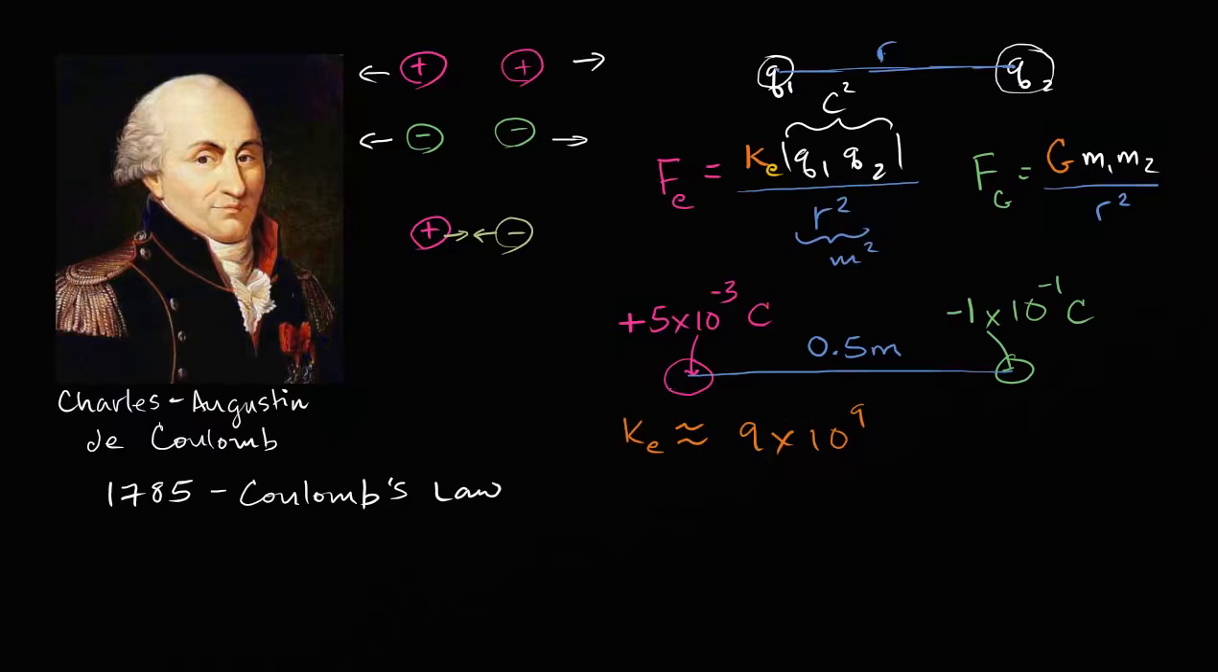And so the units here are newtons, and then meters squared, and that cancels out with the meter squared in the denominator. Newton meter squared over Coulomb squared. So these meter squared will cancel with those, and the Coulomb squared in the denominator will cancel with those, and you'll be just left with newtons.